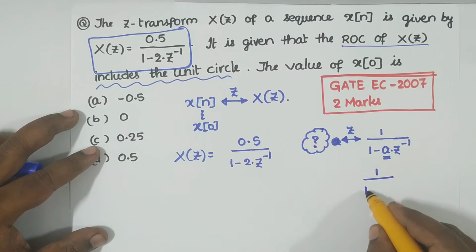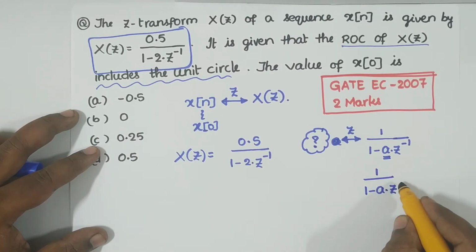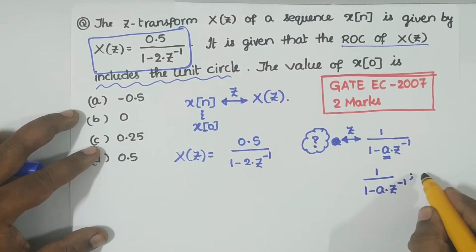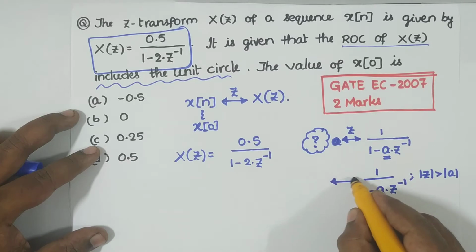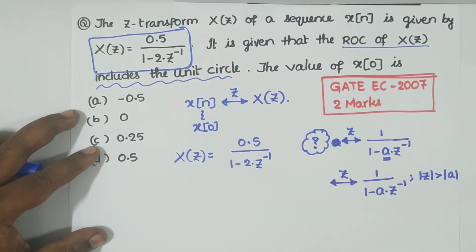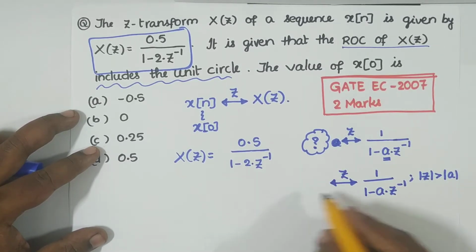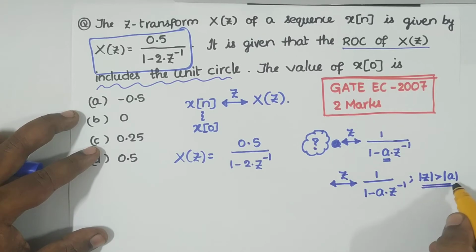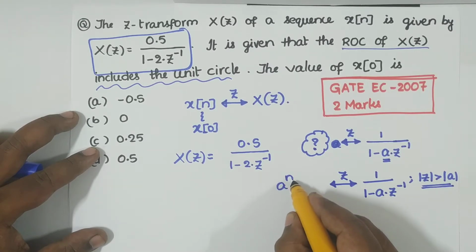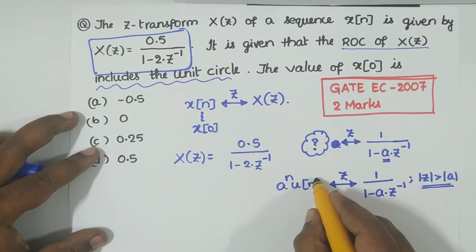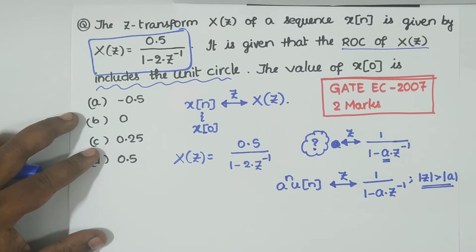Otherwise we have like this. If you have 1 over 1 minus a z power minus 1 and ROC is given modulus of z greater than modulus of a, then what must be its inverse? As ROC is the exterior of a circle whose radius is a, or we have pole at a, then in that case you will be having time domain sequence as a power n u of n.